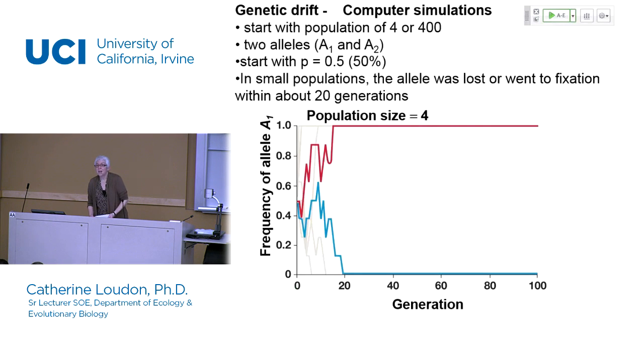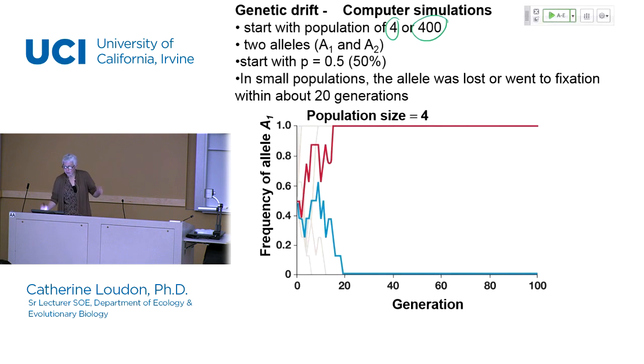One can get an idea of the magnitude of changes in allele frequency with population size by doing computer simulations. And this is a graph from your book. And so we're going to go through two different computer simulations, one in which the population is 4, so this is a very small population, and one in which the population is 400, or a larger population.